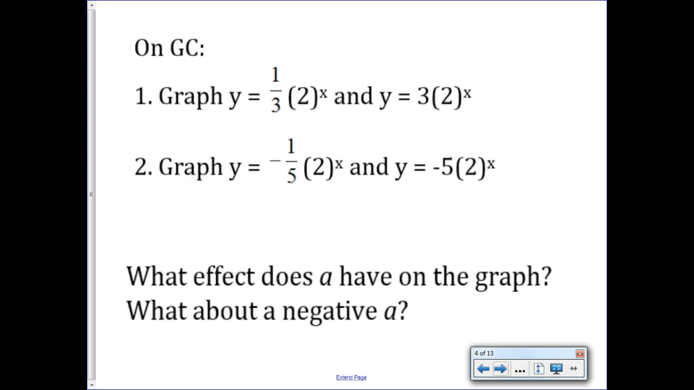Hopefully you've had some time to look at that. The a value, one key thing to note if you didn't notice, is that it's the y-intercept of your graph. So it's where it crosses the y-axis. So you may have noticed that when you had the larger number, it increases faster or decreases faster. When a was negative, it reflected over the x-axis.